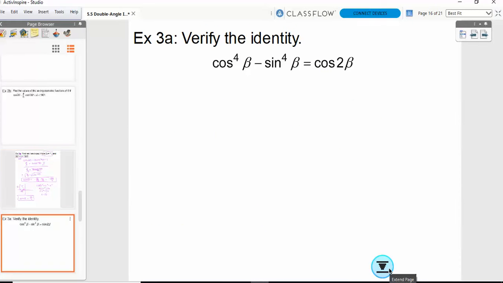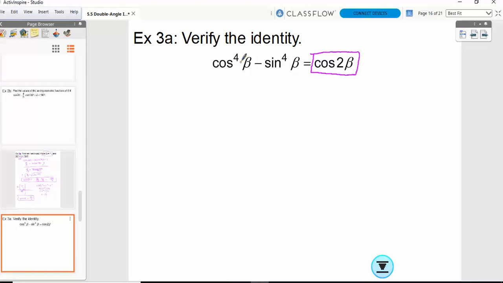So we know on the proofs, we try to box in the easier side. Which side looks easier? Let's box in right. So on the left, I don't have any formulas for cosine to the 4th.